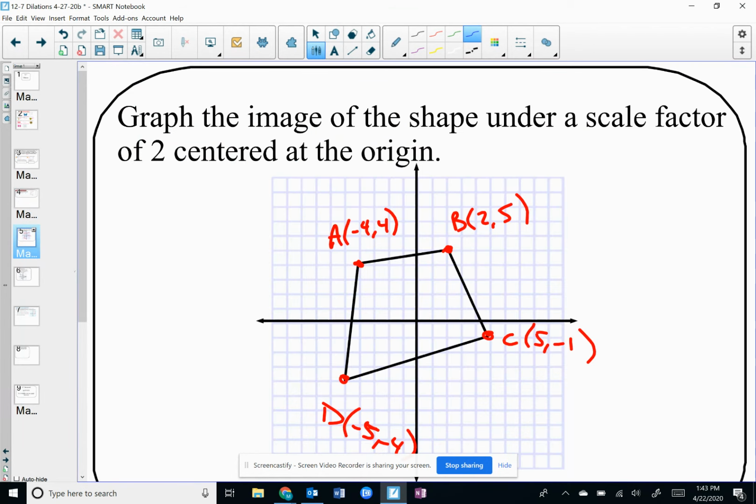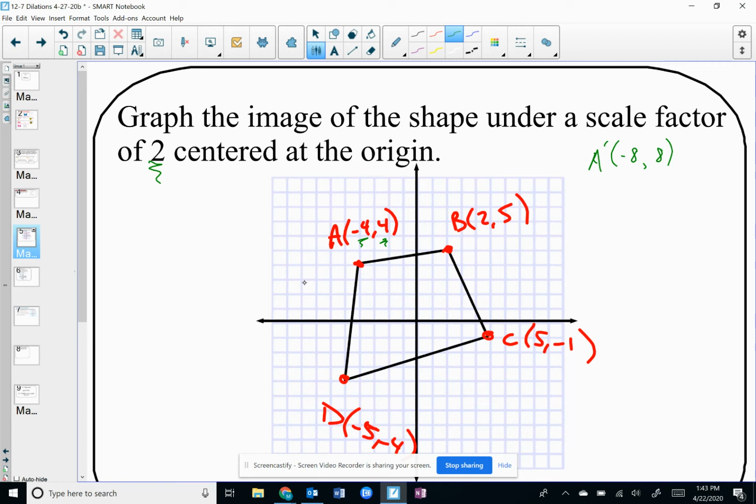Go ahead and pause the video to graph this. It's the quadrilateral ABCD. The points for the pre-image are A (-4, 4), B (2, 5), C (5, -1), and D (-5, -4). This is the original, and then we're going to have a scale factor of 2. A prime, with the scale factor of 2: we're going to multiply -4 times 2 and get -8, and then multiply 4 times 2 and get 8, and that's going to be our new dilated point A, and we call it A prime.